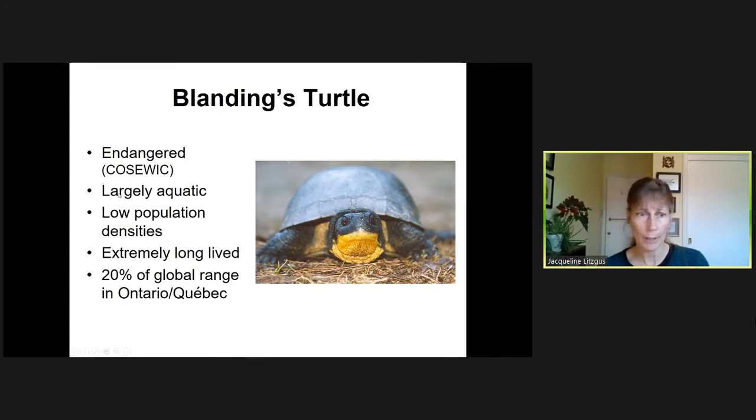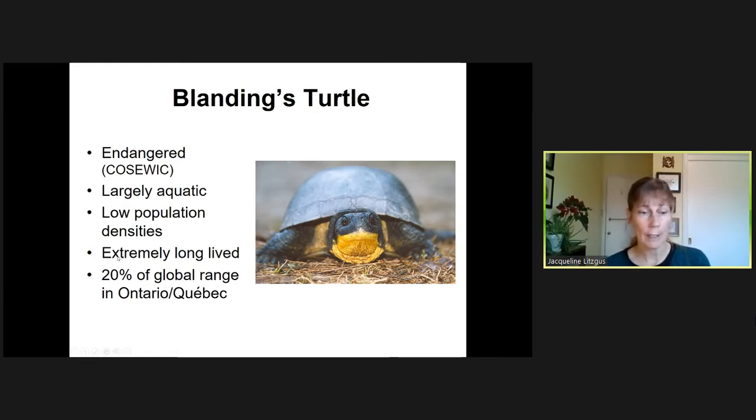It's a largely aquatic species. So it uses several wetlands in a single year, but it will travel terrestrially to get among those wetlands. So it sort of wetland hops and uses from 2 to 4 wetlands in a season. It tends to occur at low population densities. There are some higher density populations, but for the most part, they're widely distributed across the landscape. So it's harder in some cases to get information about them.